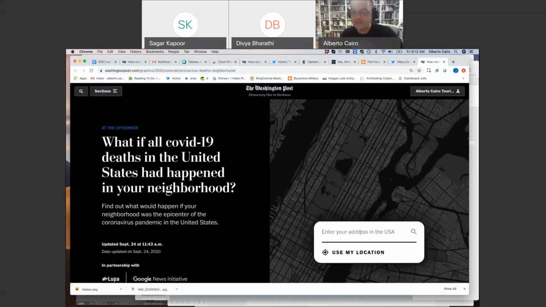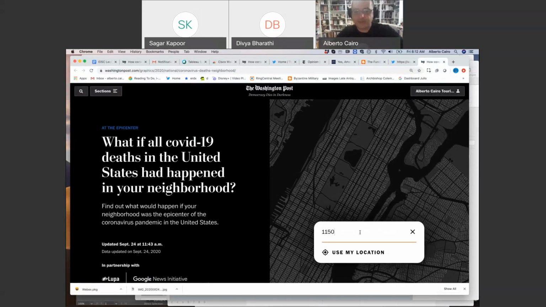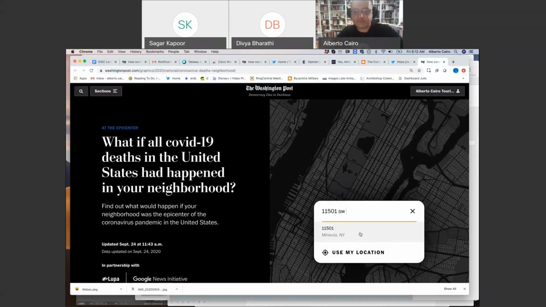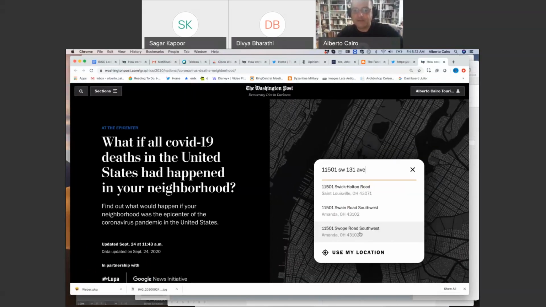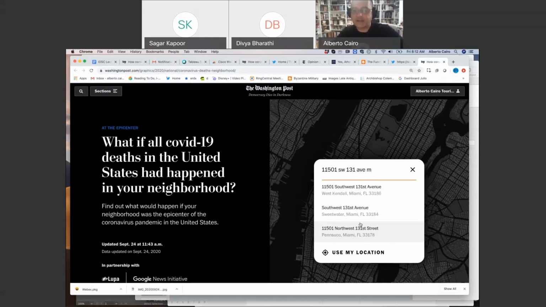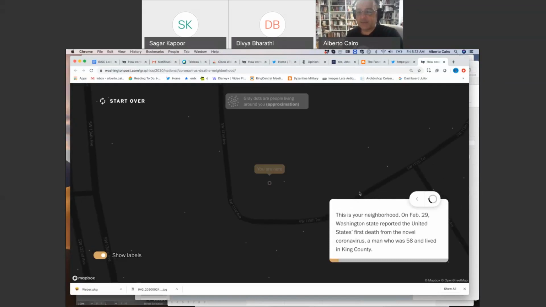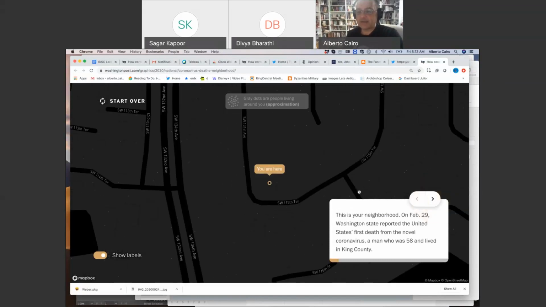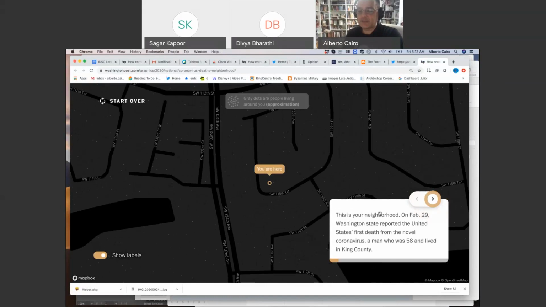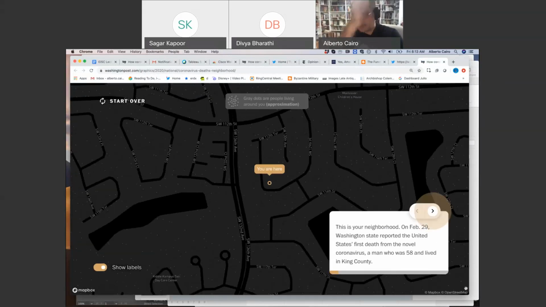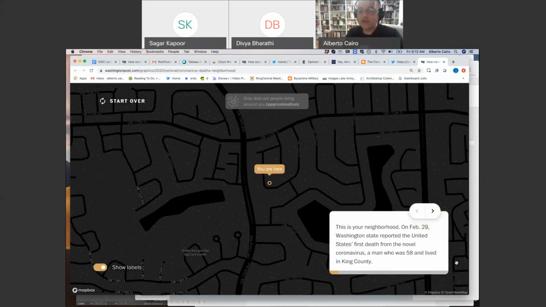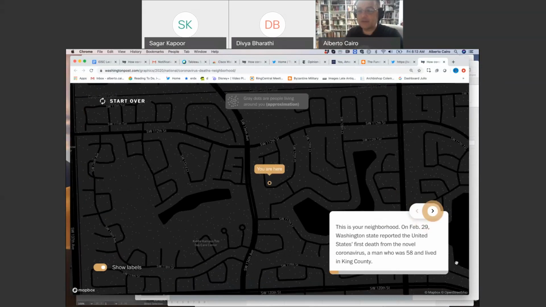Here you can input any address that you want, right? I'm just going to put an address over here. Miami, West Kendall, actually. There you go. So I'm going to put that address over here. There you go. Right. So I am there, right? This is your neighborhood. On February 29th, Washington State, which is far from here, reported the first death from the novel coronavirus.